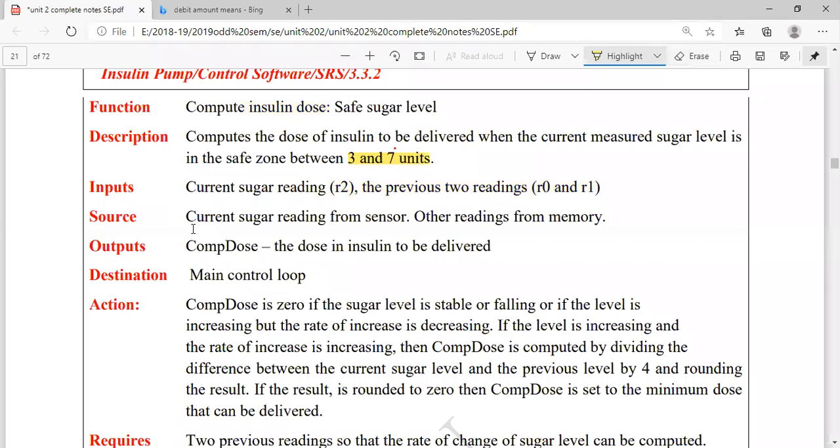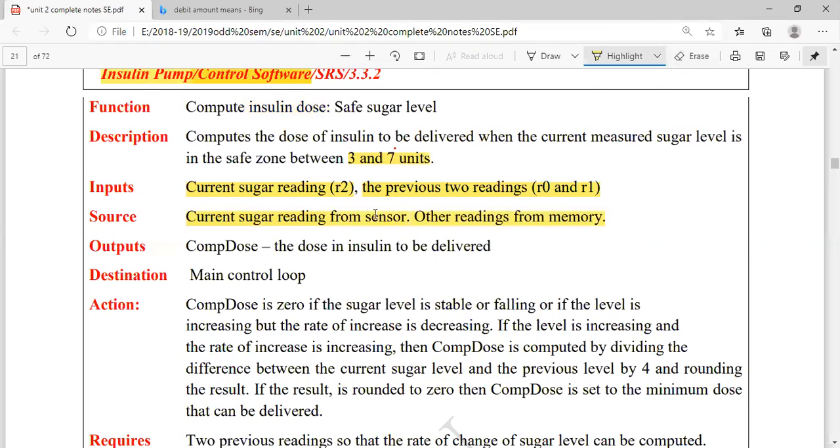Source. What is the source here? Current sugar reading from the sensor. So the current sugar reading is nothing but the reading which is taken at 2 p.m., and other readings from the memory. So these are your other readings, that is R0 and R1. These readings are already maintained in the memory of the insulin pump control hardware, and that is maintained with the help of this software. Details are maintained with the help of the microcontroller.